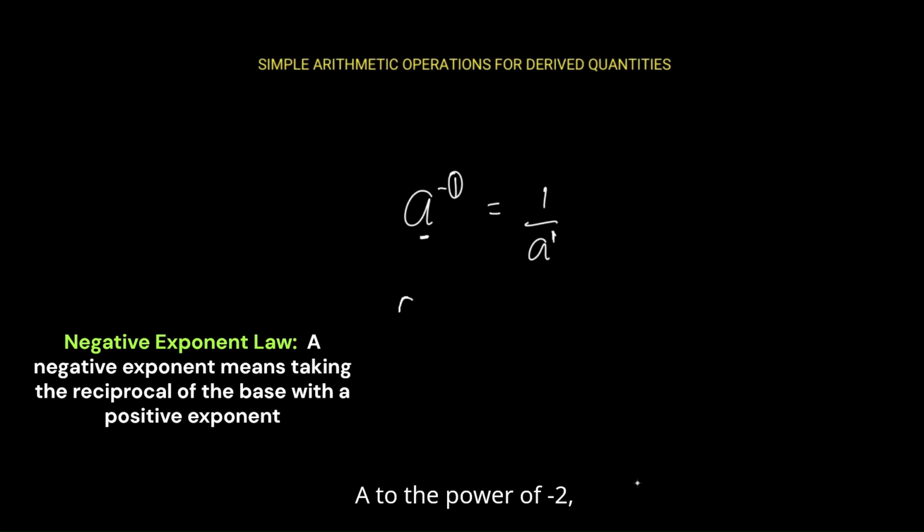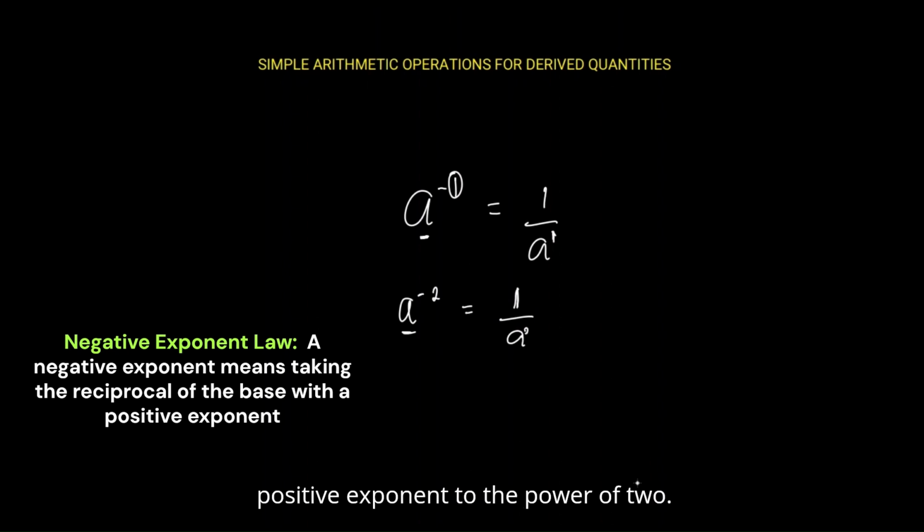So if you have a to the power of negative 2, take the reciprocal of the base, 1 all over a, then with a positive exponent to the power of 2. So this is as simple as anything. This is what the law tells us to do.